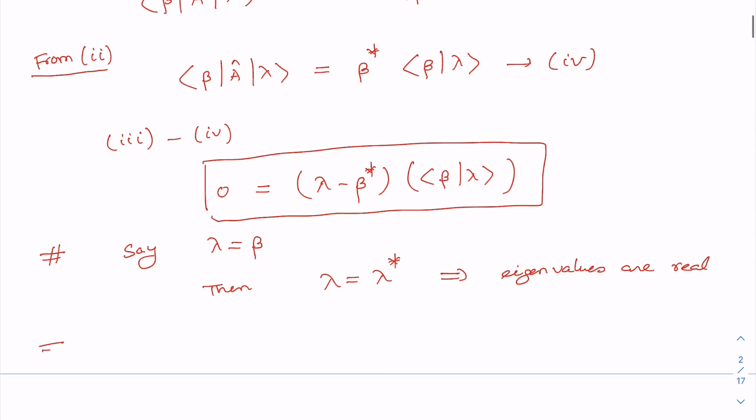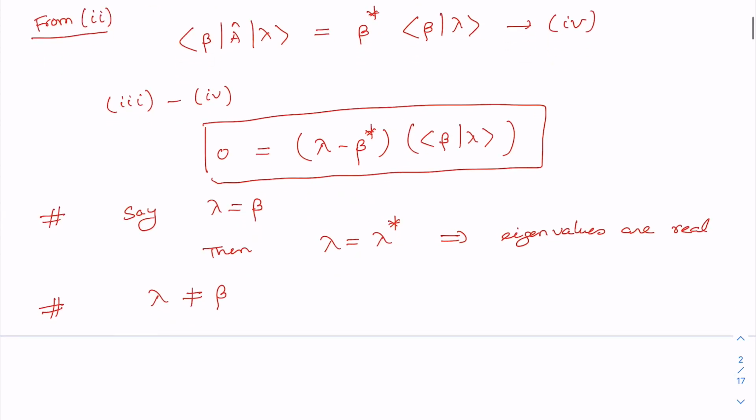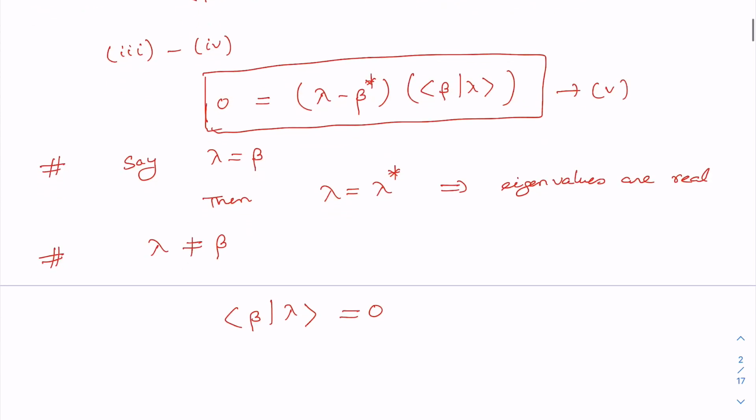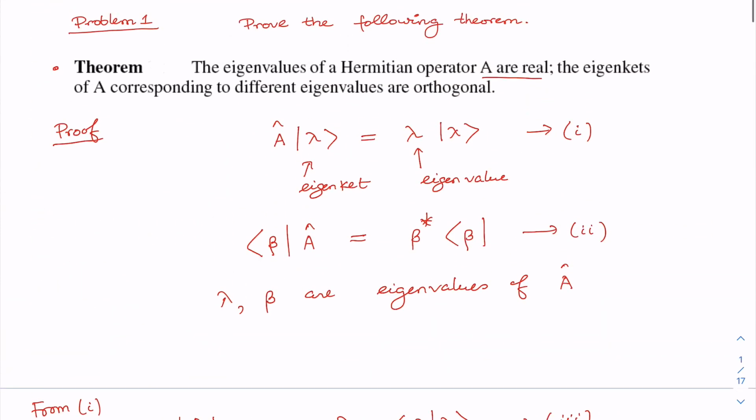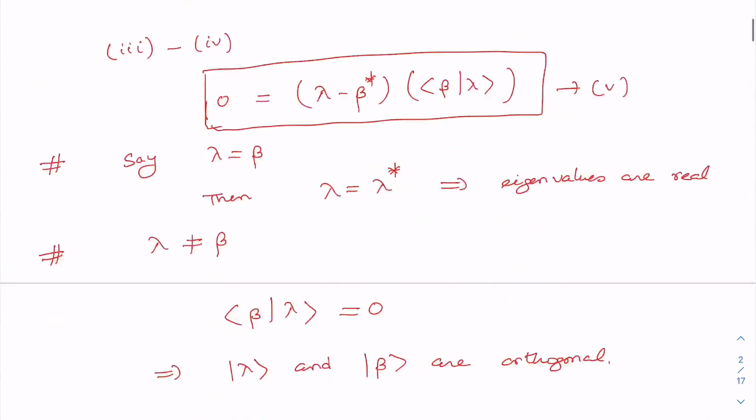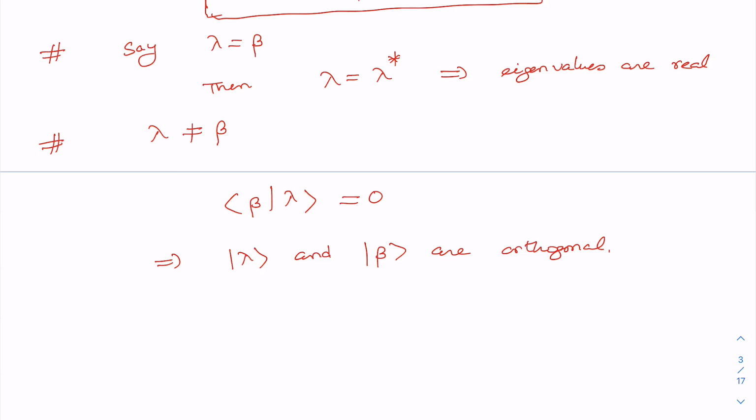On the other hand, say lambda is not equal to beta, that means the eigenvalues are different. Then if this equation 5 has to be satisfied, I must have the scalar product of beta and lambda equal to 0, and this implies that the kets |k, lambda> and |k, beta> are orthogonal. And this proves the second part of the theorem, because the second part says that the eigenkets of A corresponding to different eigenvalues are orthogonal. Hence we have proved both the parts.